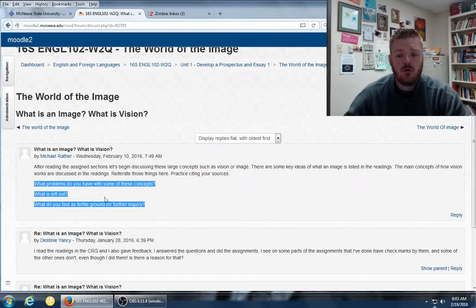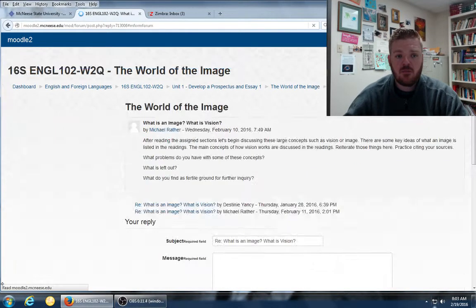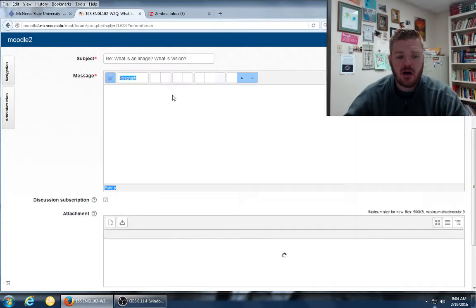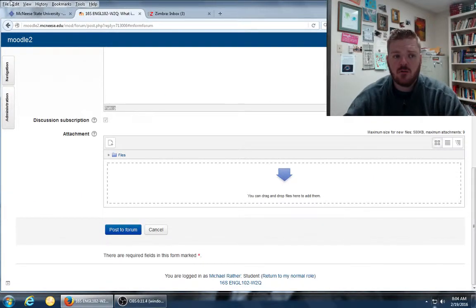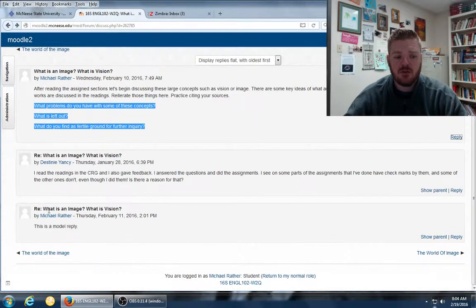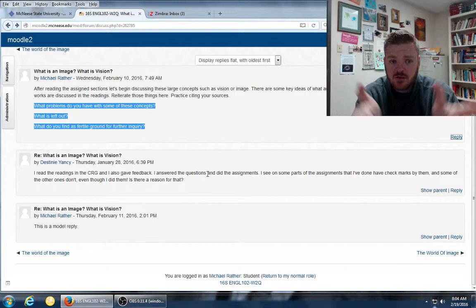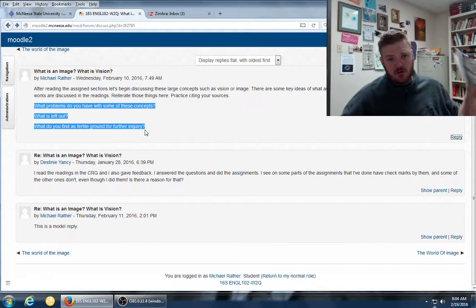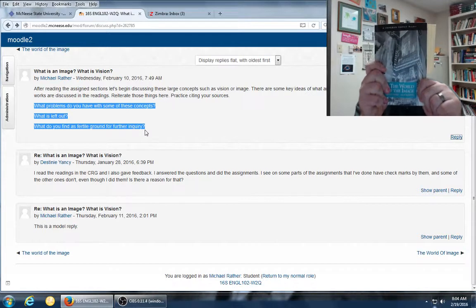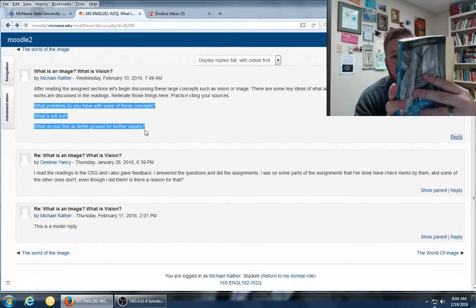So you need to reply to this. You just click reply. When you type your reply in the box, it's as simple as can be, and then you click post to forum, and it should pop up like this, and you'll get something like what Destiny has here and what I have here. This is a model reply, just showing you how it goes, and then you can reply to people's replies. But I want all your discussions from here on out to be under this post. What is an image? What is a vision? And think about those things, because that's key to the first chapter of this book, which you should have been reading. Chapter 1, the active scene.